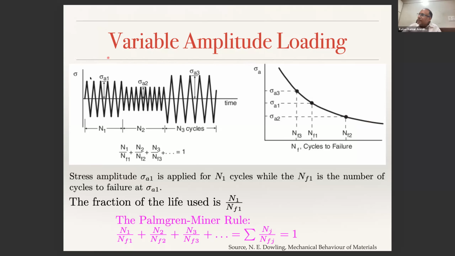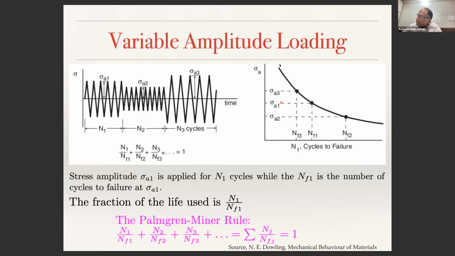If you know the SN diagram, and your component is subjected to this kind of stress cycling, then if you are operating at sigma A1 and you plug in sigma A1 in place of S, you will calculate N, the number of cycles to failure.